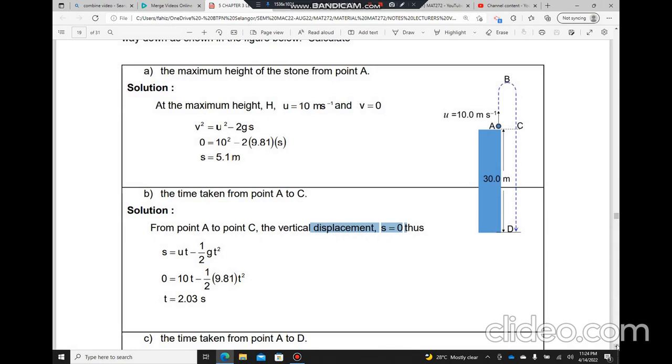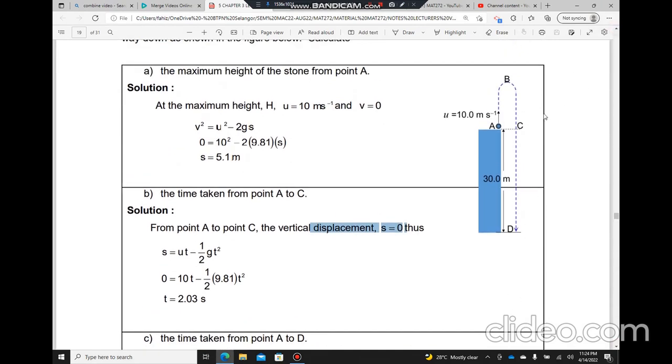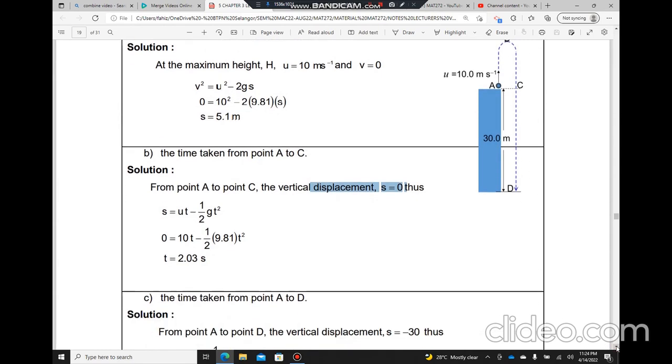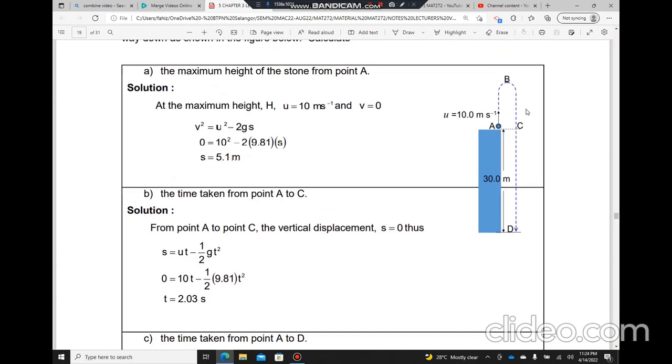Okay, then last one, the time taken from point A to D. Okay, tadi A ke C. Okay, sekarang ni A ke D. Maksudnya daripada A and then dia gerak ke B, C, jatuh ke D. Okay, so how we solve this one? Okay, from point A to D, the vertical displacement S equals to negative 30. Okay, why negative 30 displacement? Sebab tadi kita dah kira A ke C, displacement is 0. S equals to 0.